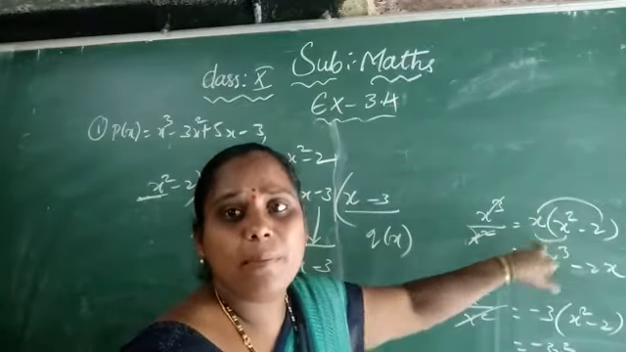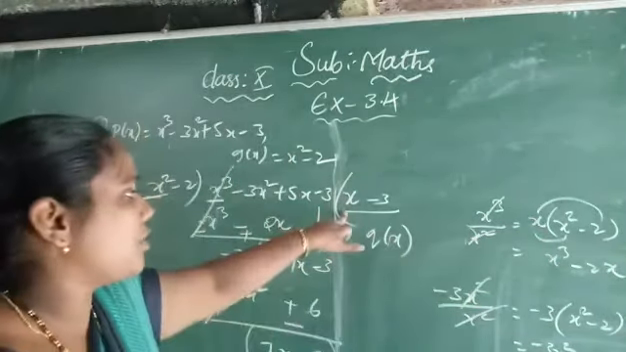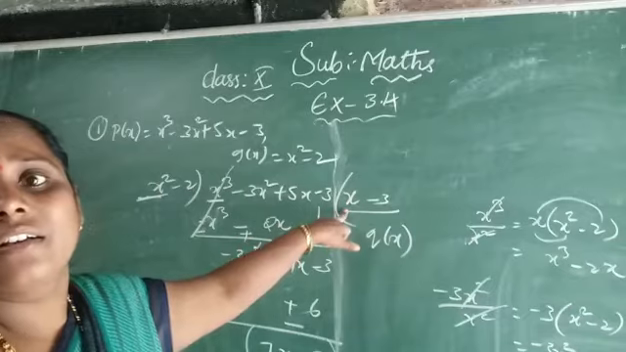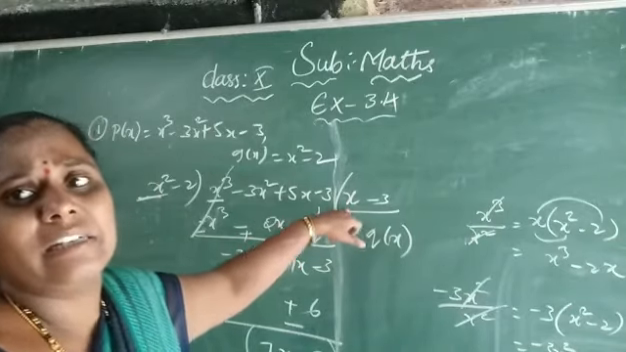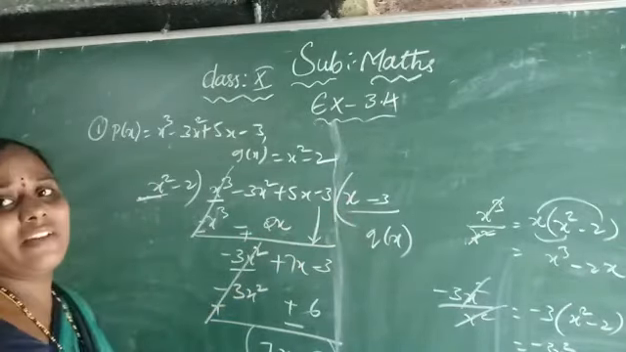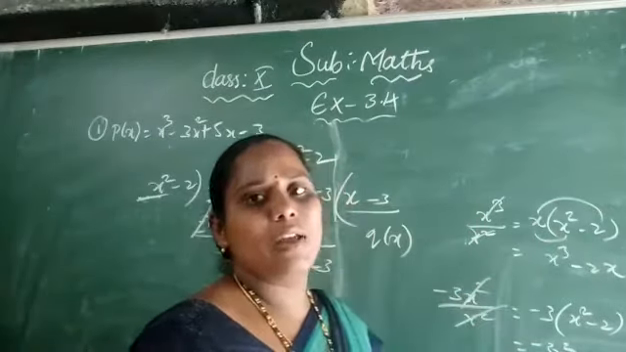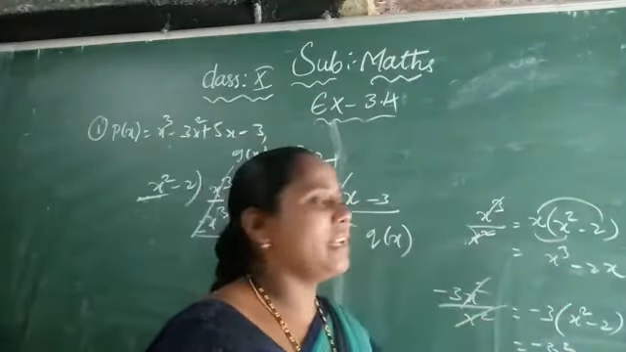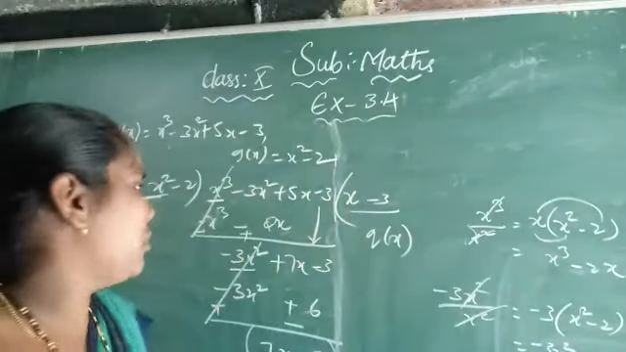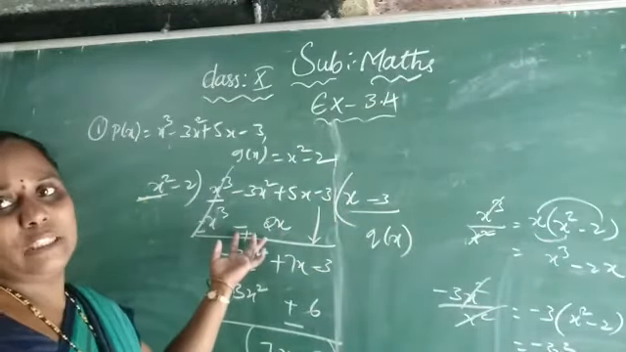This x should be multiplied with which term? This will become the quotient. In the place of quotient you have to place x. This x should be multiplied with the divisor. Divisor is x square minus 2. If you multiply, you get x cube minus 2x. You put that in this place.